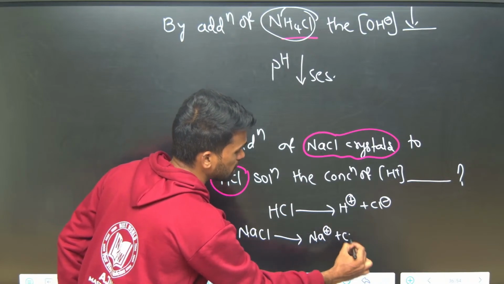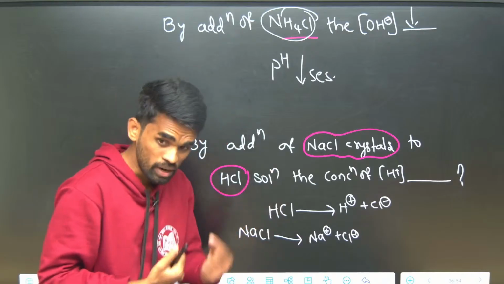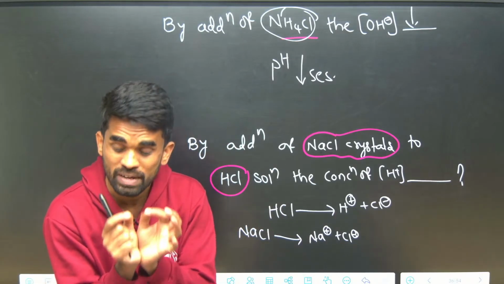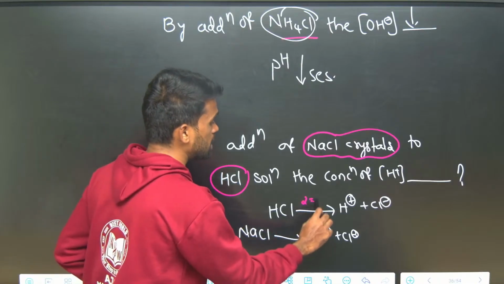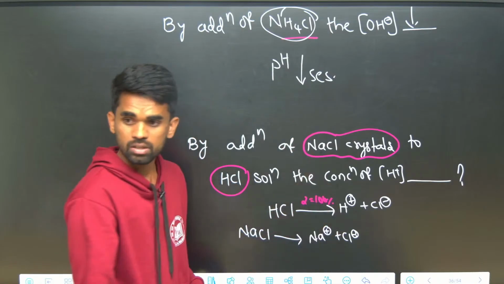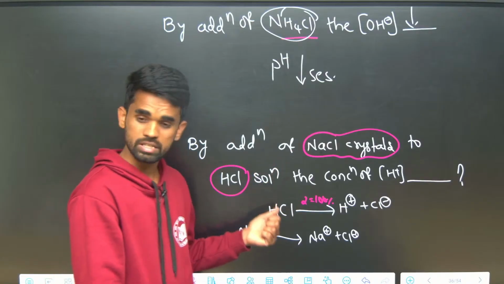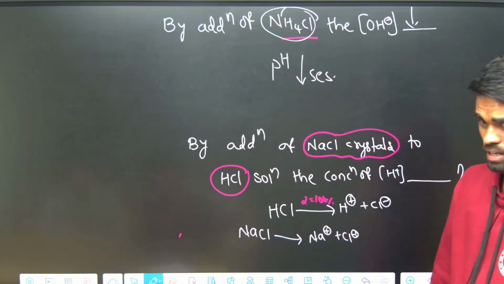But is there any effect of this? Why? Because I told you, the common ion effect is applicable only for weak electrolytes. For a strong electrolyte, it is already 100% dissociated. So is this clear? This question is also an understandable one. Next.